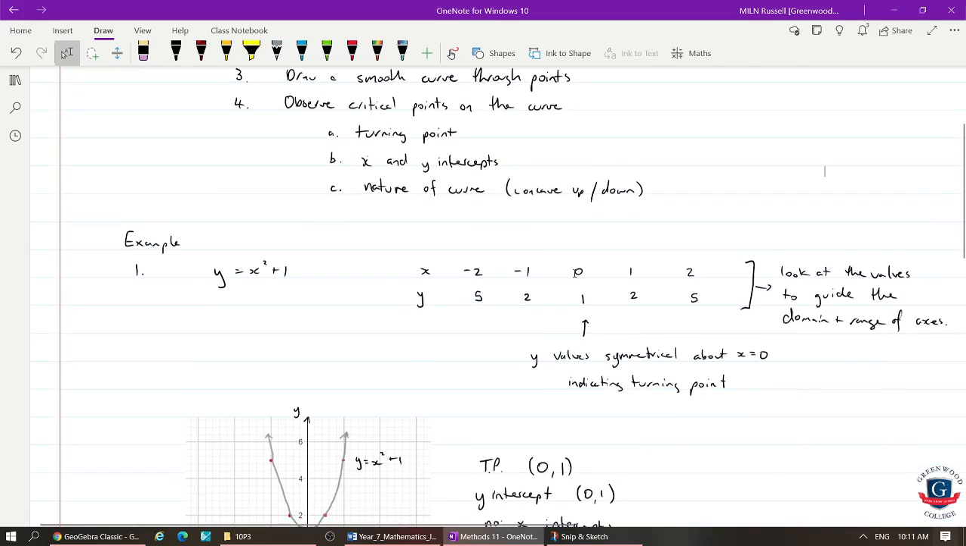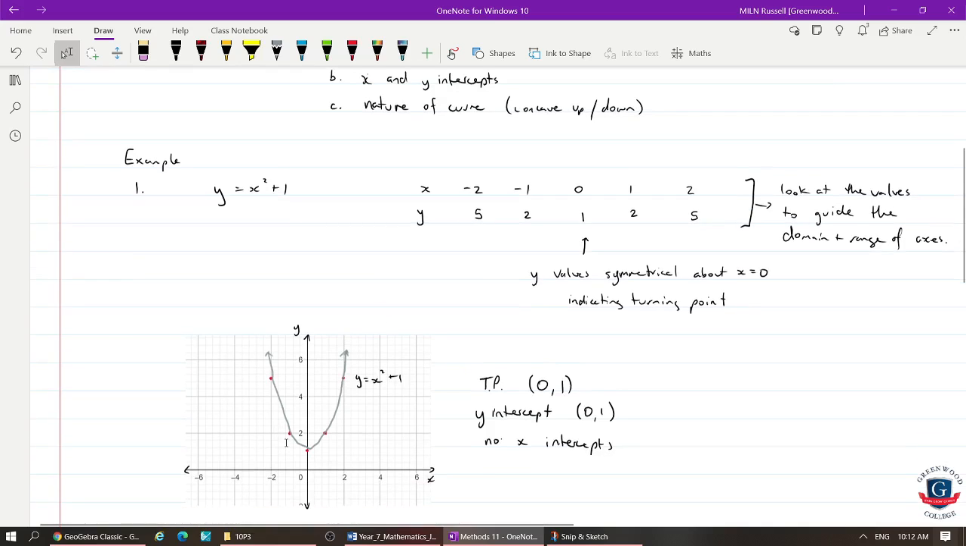So here's our first function, y equals x squared plus 1. It's a parabola that's been moved up by 1. And here are some points that I found by substituting into this. So negative 2 squared is 4, plus 1 is 5. Negative 1 squared is 1, plus 1 is 2. 0 plus 1 is 1, 1 plus 1 is 2, 2 squared is 4, plus 1 is 5. So that's how we got these values. That gave us the coordinates negative 2, 5, negative 1, 2, 0, 1, 1, 2, and 2, 5.